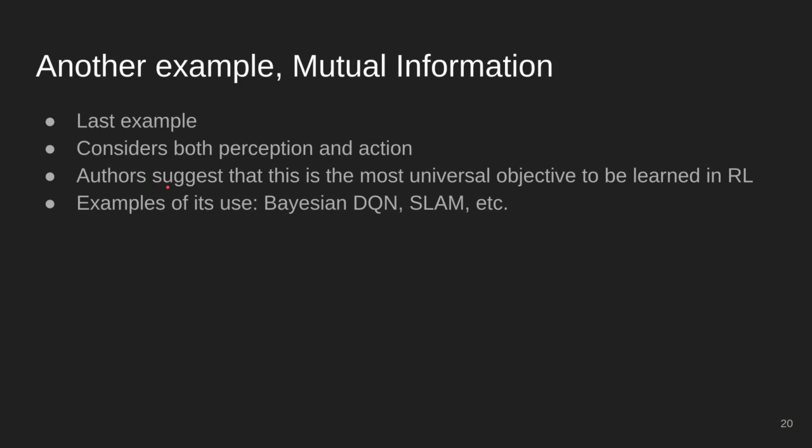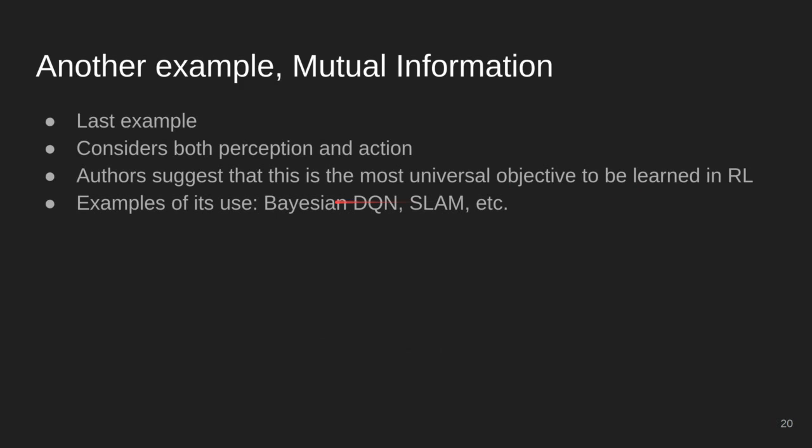As far as I understood, the authors implicate, or even explicitly mention, that it's the most universal objective to be learned, at least in the context of RL, because it jointly considers both perception and action within the objective. This means we have a directive for our model to be optimized, taking into account both processes at the same time.